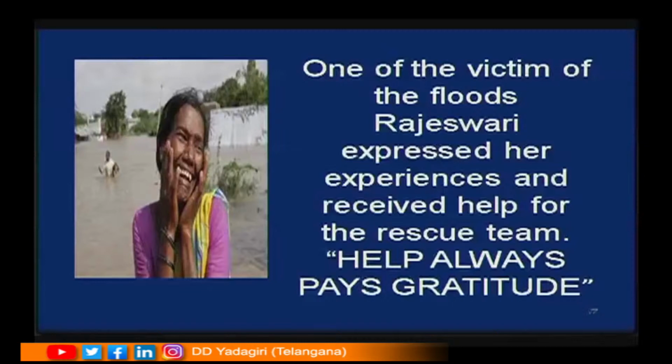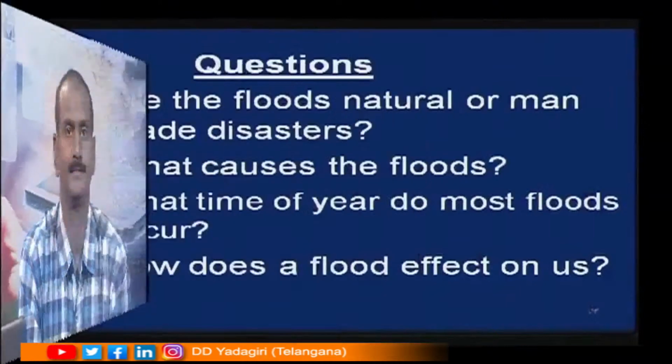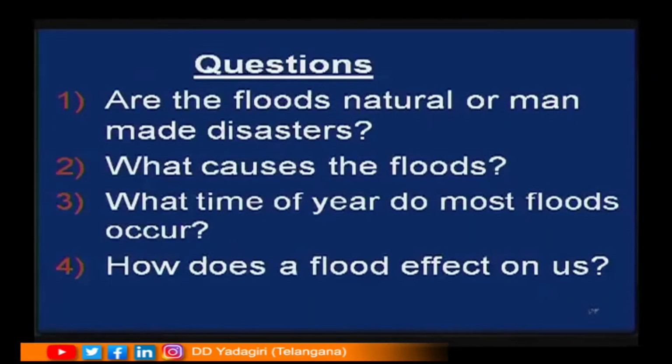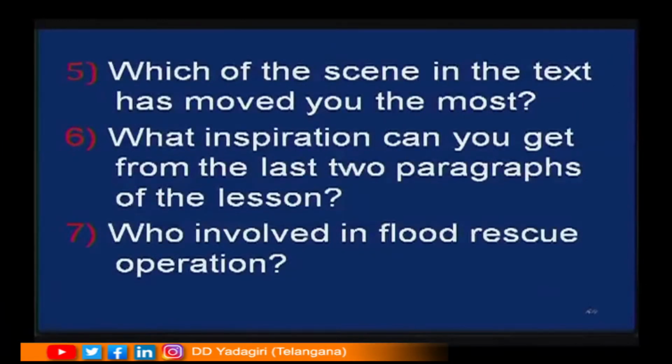Help always, pay gratitude. Children, I hope you have listened to the text carefully. Now, I am going to ask some questions to test your comprehension. Are floods a natural or a man-made disaster? What causes floods? What time of year do most floods occur? How does a flood affect us? Which scene in the text has moved you the most? What inspiration can you get from the last two paragraphs of the lesson? Who was involved in the flood rescue operation?